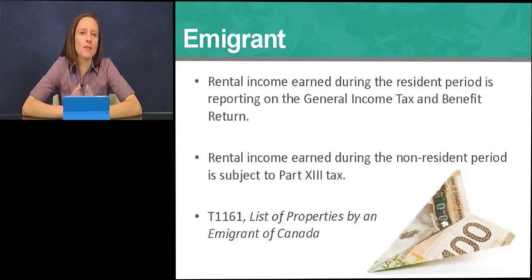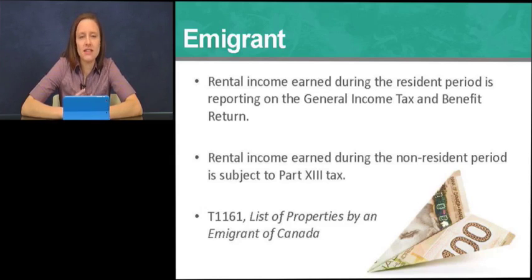If the fair market value of all the property you own when you left Canada was more than $25,000, complete Form T1161, List of Properties by an Emigrant of Canada, to list all of your properties inside and outside Canada and attach it to your return for the year of emigration. However, certain properties are excluded from this calculation and should not be included in the list. For more information and a list of properties excluded from this calculation, see Form T1161.